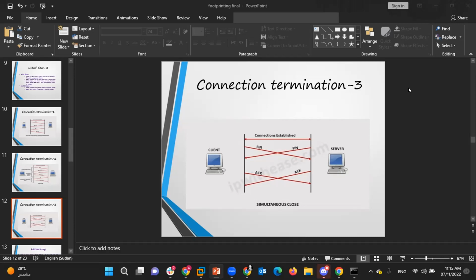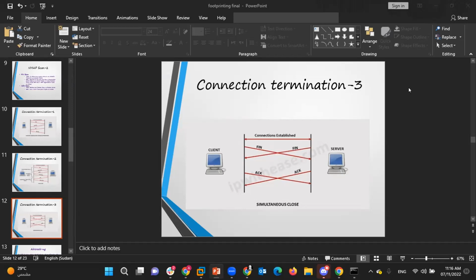In this type, the server will send a FIN packet to the client, and the client will send a FIN packet to the server. It is not a FIN ACK. Why? Because it is not a request from the client. It's a server request. So the response comes from the client. It's a FIN packet.